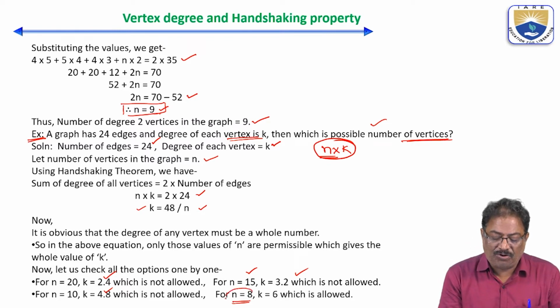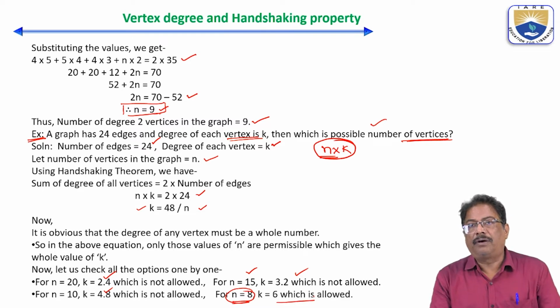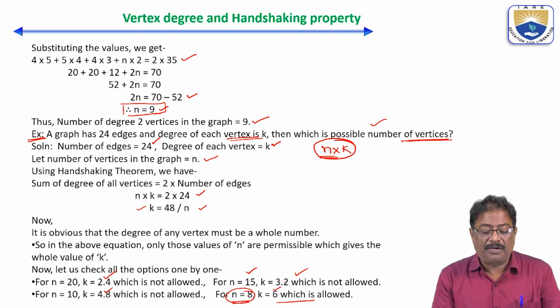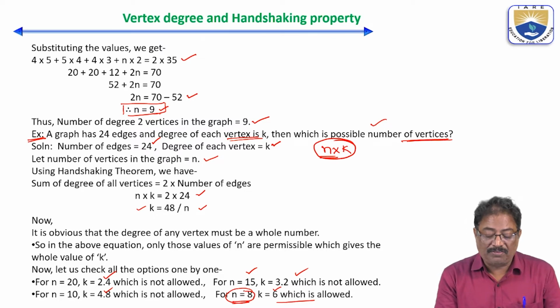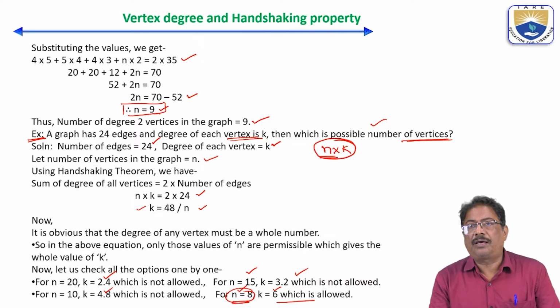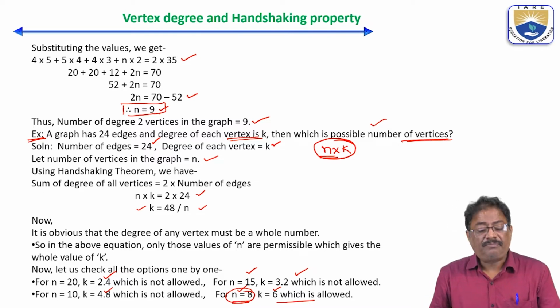So for n is equal to 8, I am getting a whole number. For that reason, k is equal to 6, that means every vertex degree is 6, and it is possible for n is equal to 8. So the number of vertices must be 8.